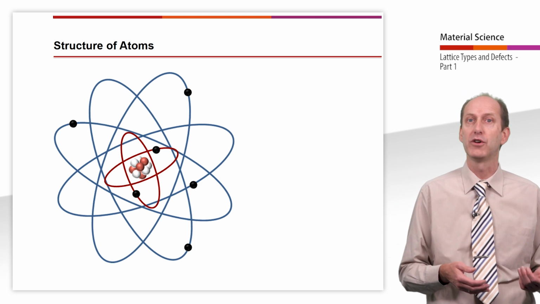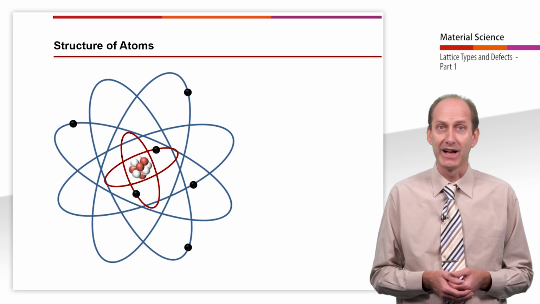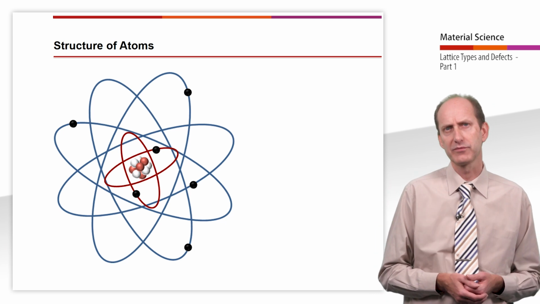To understand the structure and resulting properties of the various classes of materials, we need to get to know the different types of bonds. The different types of bonds are a result of the structure of atoms.